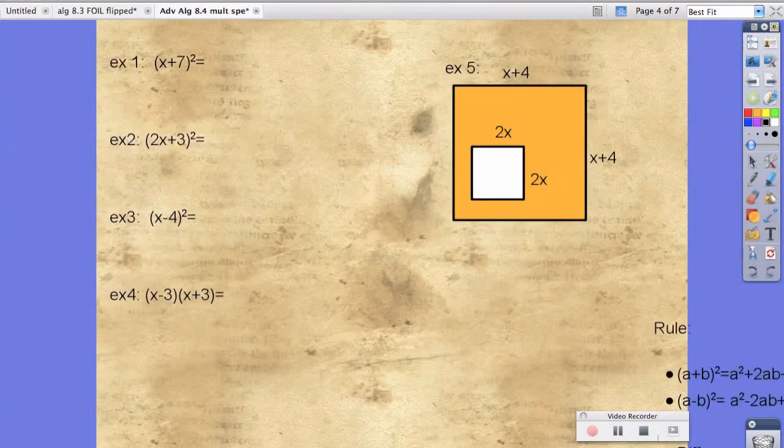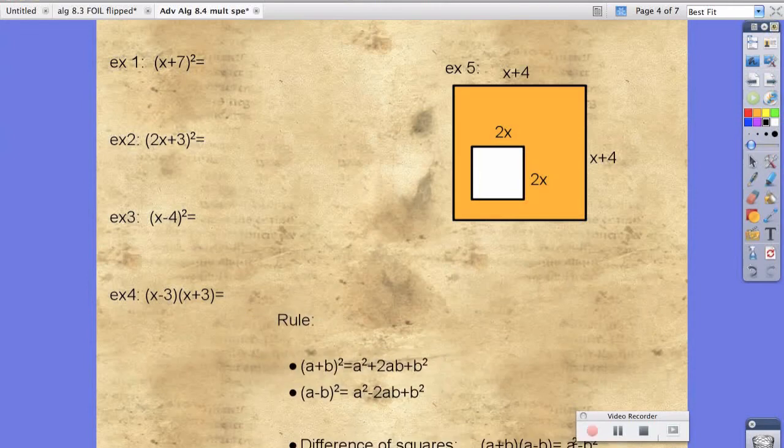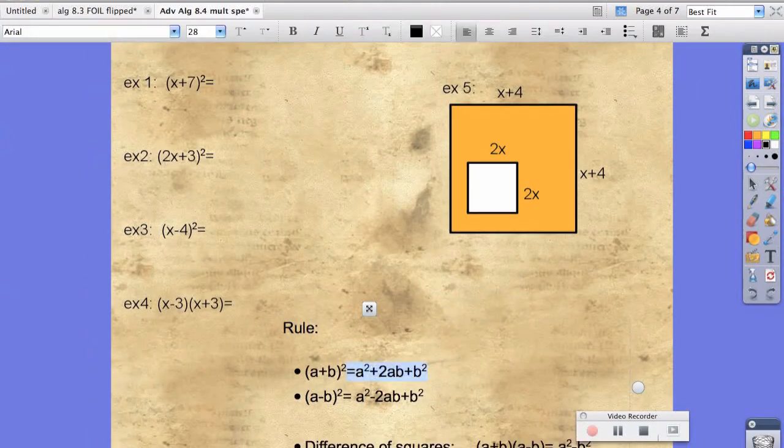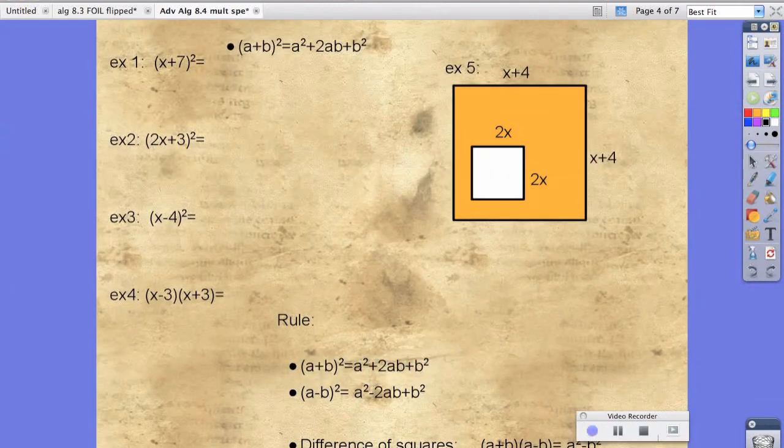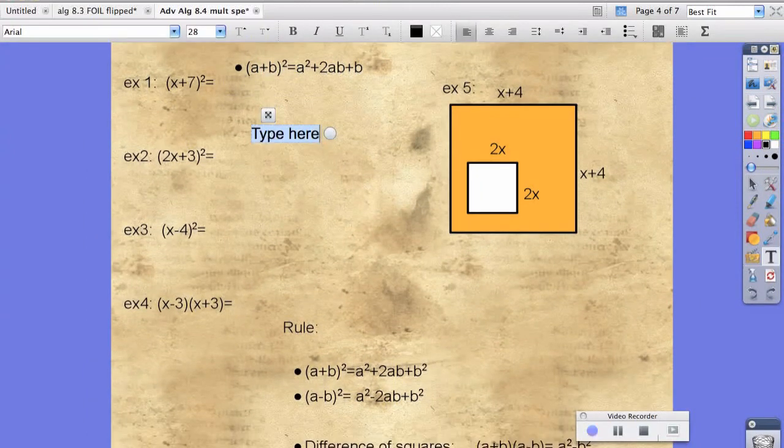So we're going to practice a couple of them together, and to help, we're going to take out these rules. Now, rule 1 helps us with example 1. What we have here is x plus 7 quantity squared.